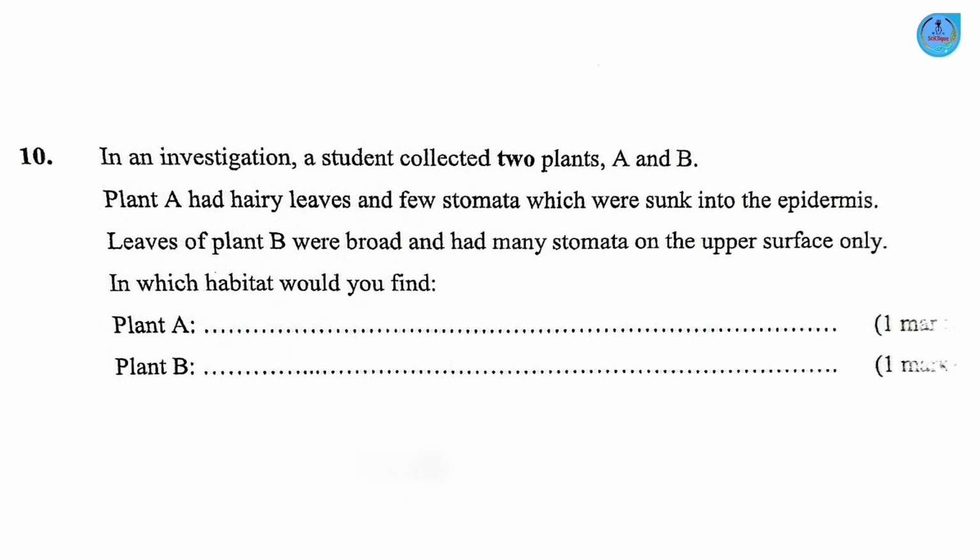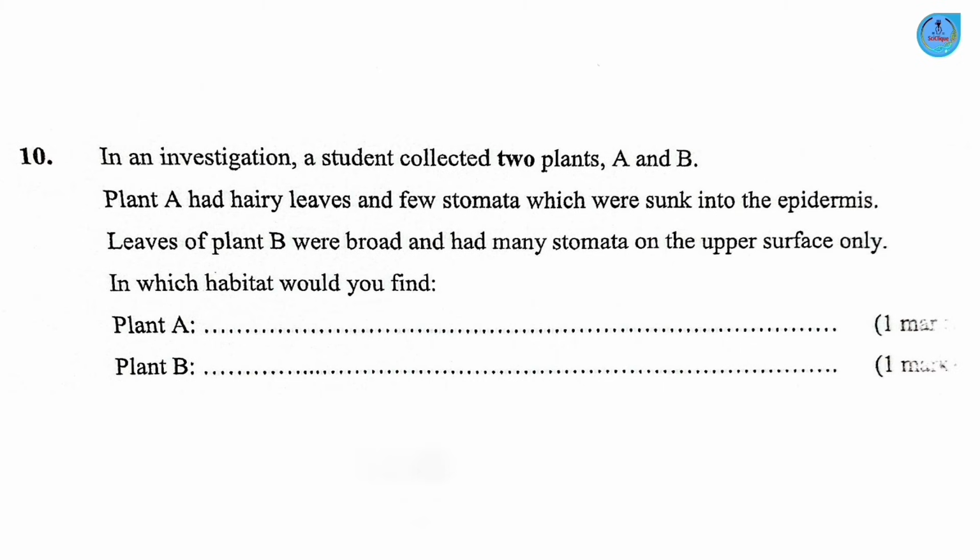Question number 10. In an investigation, a student collected two plants, A and B. Plant A had hairy leaves and few stomata, okay, which were sunk into the epidermis. Leaves of plant B were broad and had many stomata on the upper surface only. In which habitat would you find plant A and plant B?